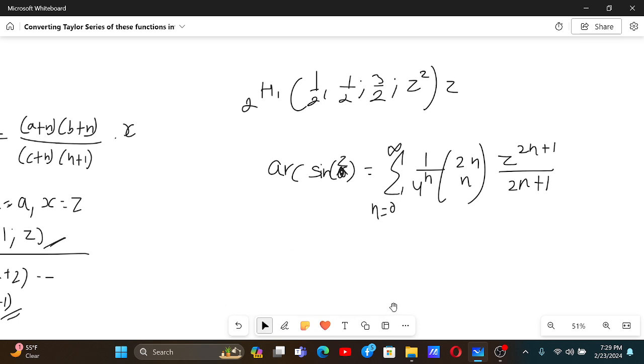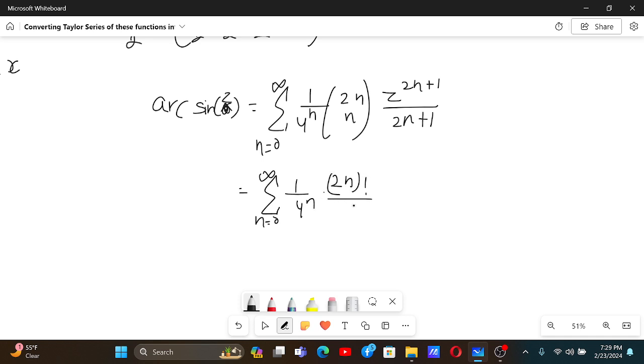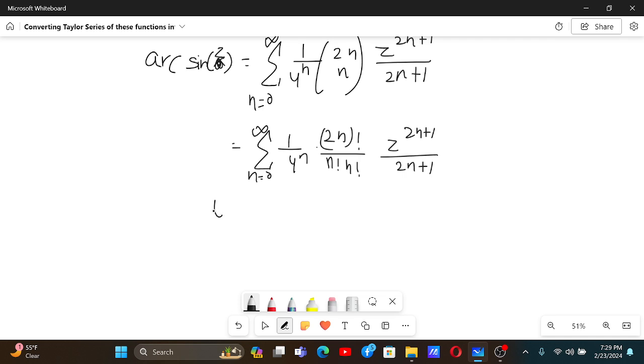Yeah, now we can simplify 2n choose n, with n equals 0 to infinity. I can write this as 2n factorial by n factorial, z to the power 2n plus 1 by 2n plus 1. Okay, so now let's check the ratios of terms.